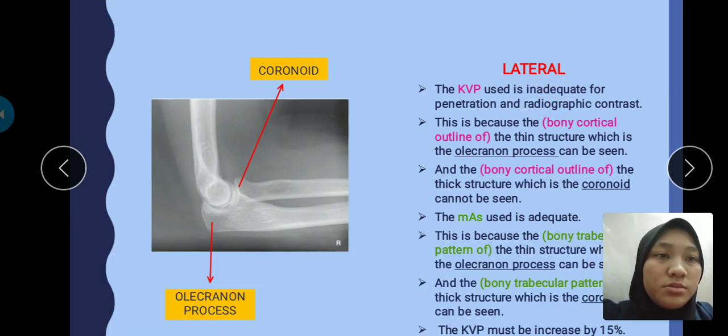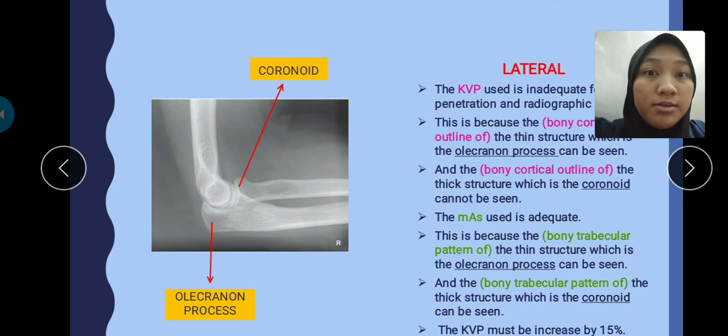Okay, so we continue to the MAS. MAS used is adequate. Why adequate? Because the bony trabecular pattern of thin structure, which is olecranon process, can be seen, and the bony trabecular pattern for structure, which is coronoid, can be seen. So for the KVP, we need to increase by 15%.